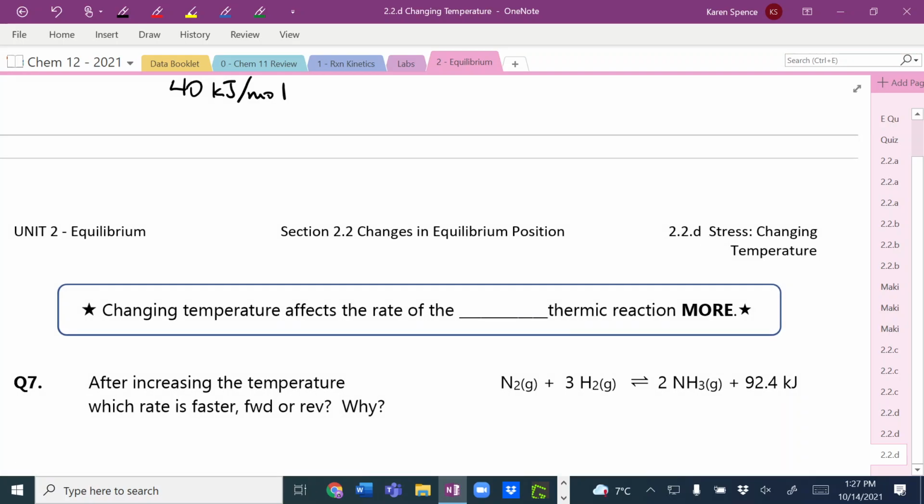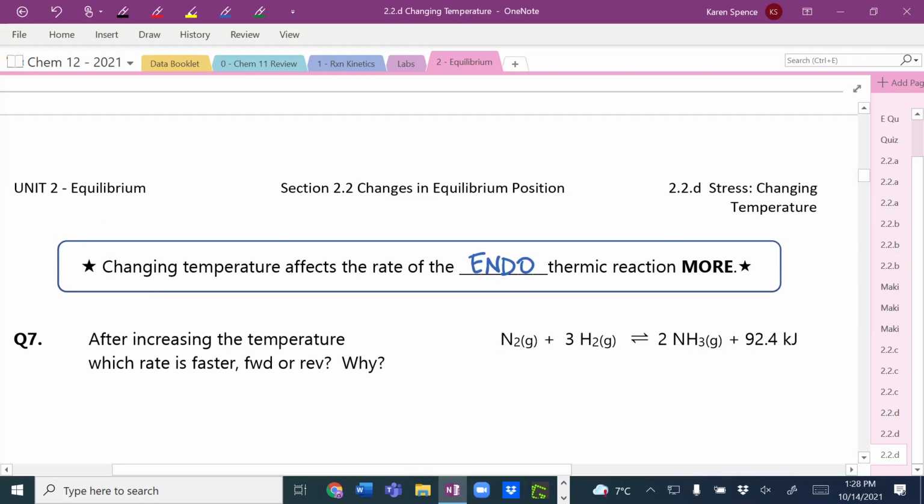So what was all of that for? That's because if I just say changing temperature affects the rate of the endothermic reaction more, you go, well, why? I don't understand. And you feel uncomfortable with it, possibly. And if you still feel uncomfortable with it, that's okay. You can just memorize this. That's the nice thing, you can either understand it or you can memorize it. Either way is good. So this is what you need to know. This you need to know.